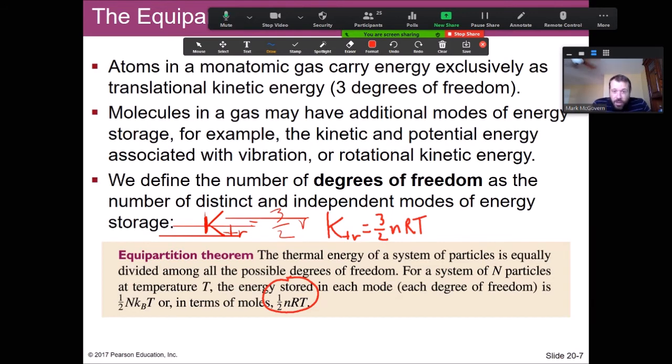But you could have more degrees of freedom. And that happens when you have potential energies involved. Let's delve into that. Let's get into it.